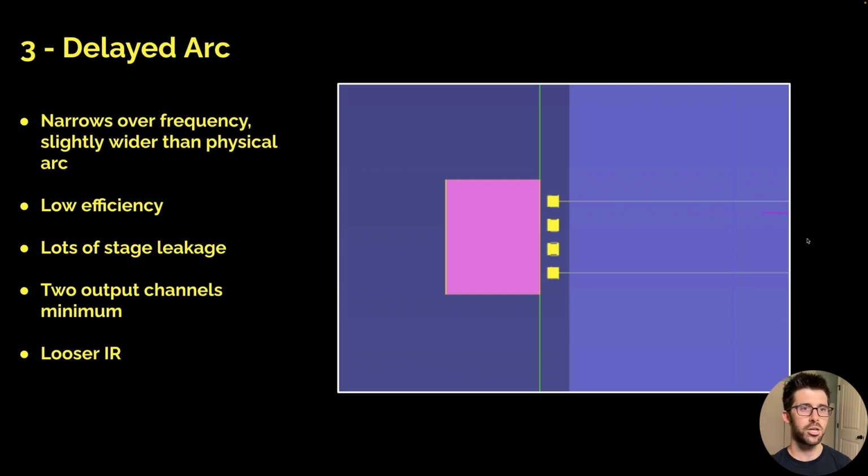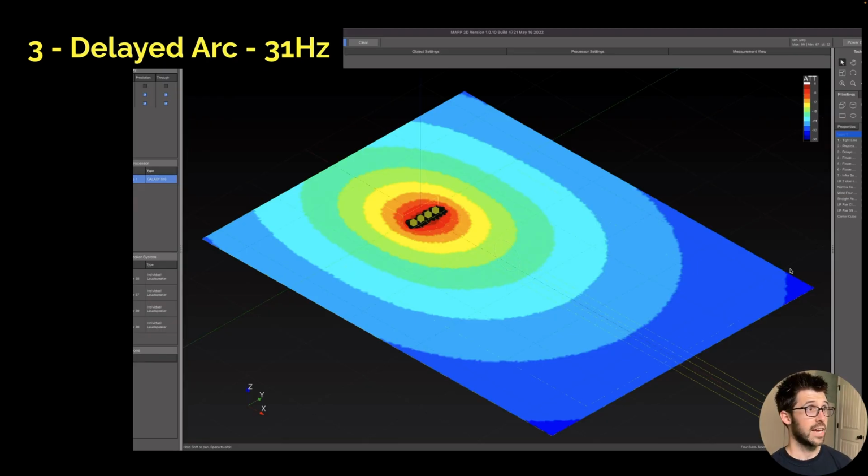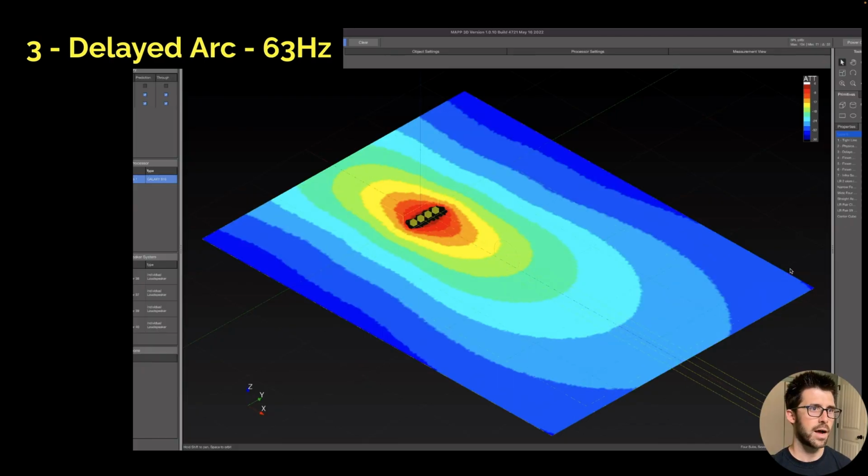We need two output channels minimum. So we need to drive the inner pair of subs, and then the outer pair will be driven together, and we'll be adding delay to the outer one. So this is a delayed arc at 31 hertz, still a little bit of narrowing compared to the straight line.